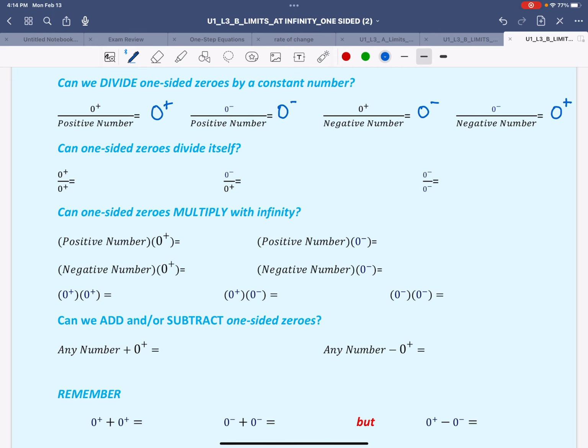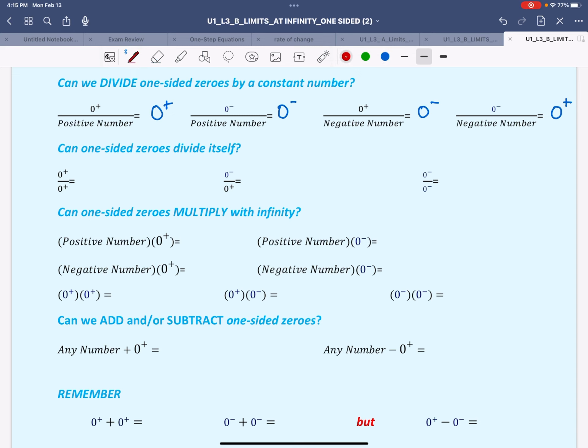Now, the next question is, can one-sided zeros divide each other? So, if you have 0 plus divided by 0 plus, that means that we have 0.0000 indefinitely close to 0, right? Over 0 point, and this 0 here may be this much close, for example, right? So these are two different 0 pluses. You don't know how close each of them is because these are, again, indefinite numbers. So if you divided this, you would get quite a small number. And if they switch places, you get quite a big number, which means that because the sizes of each of them are indefinite, then we cannot divide 0 plus by 0 plus.